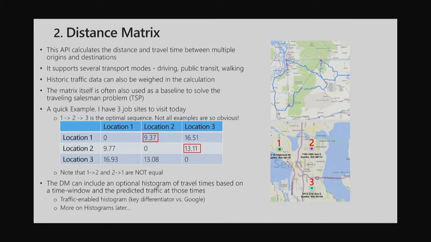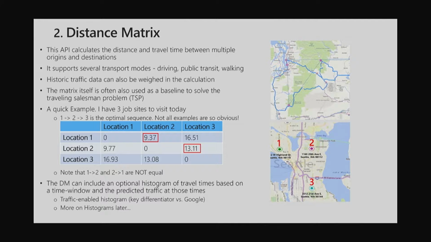This API will allow you to pass in all of your origins, all of your destinations. You're very quickly, in milliseconds, going to get back the drive time and drive distance for all of them in a grid. And now you can operate on that grid of data and come up with your optimal solution.